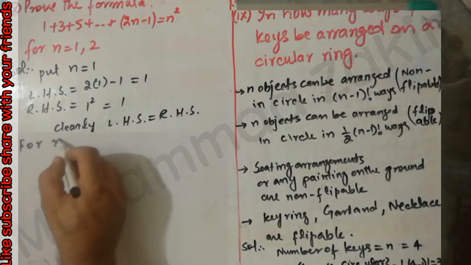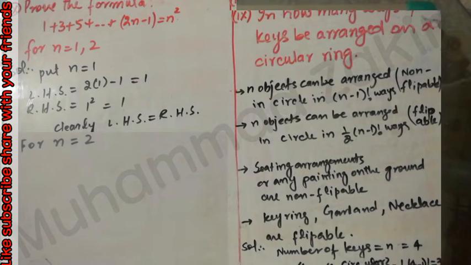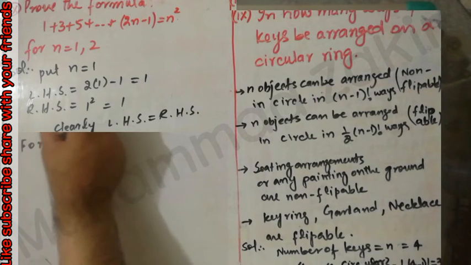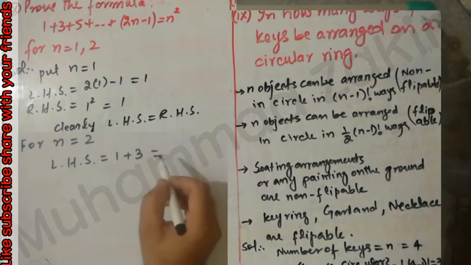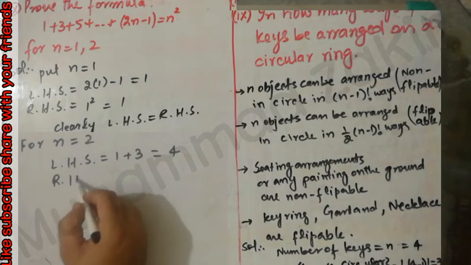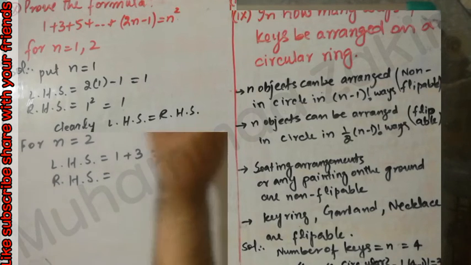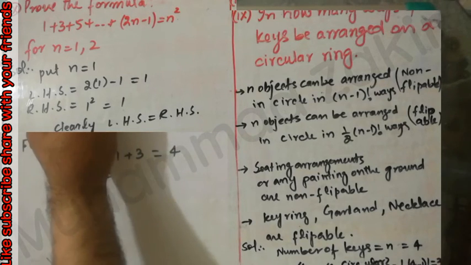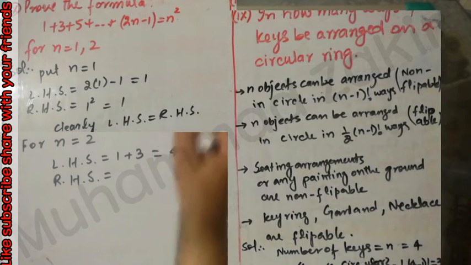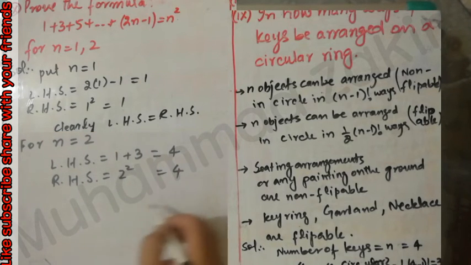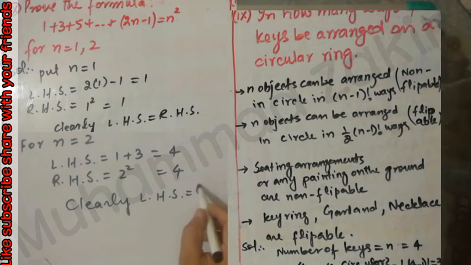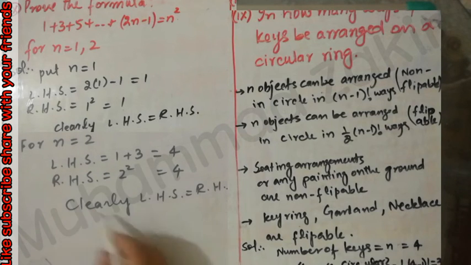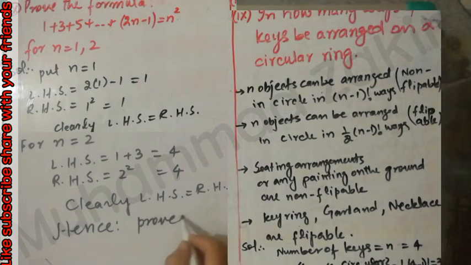For n is equal to 2, we add the first two terms. So left hand side is equal to 1 plus 3, which is 4. And on the right hand side we just substitute the number of terms added here. These are our 2 terms, so we substitute 2 here. 2 square is 4. So clearly, left hand side is equal to right hand side for n is equal to 2 also. Hence this result is proved for both n is equal to 1 and 2.